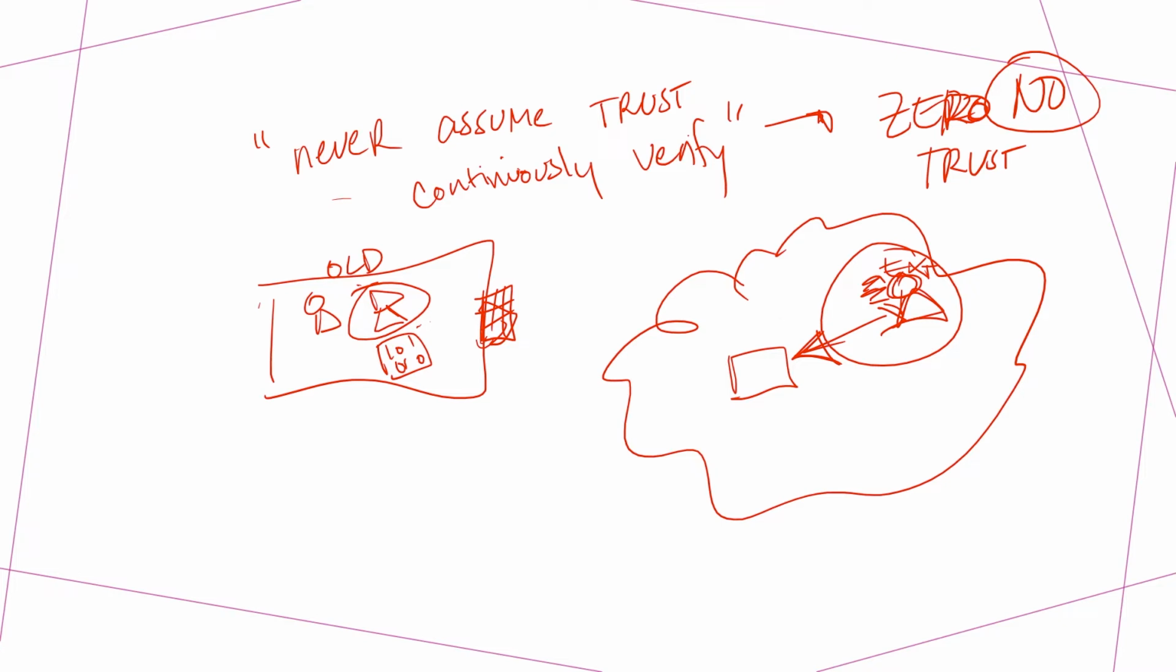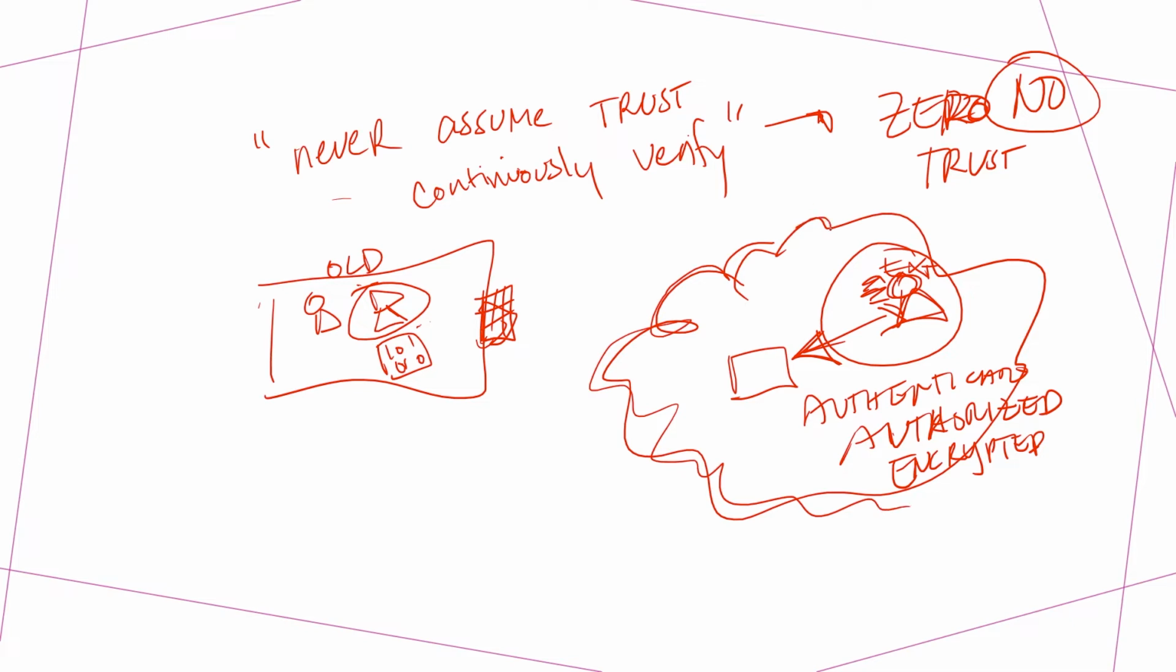So every access request is fully authenticated, authorized, and encrypted. Even if they all reside in the same network, it will continuously authenticate, authorize, and encrypt the communications between resources. So that's a concept that PIM will help you enforce within your organization.